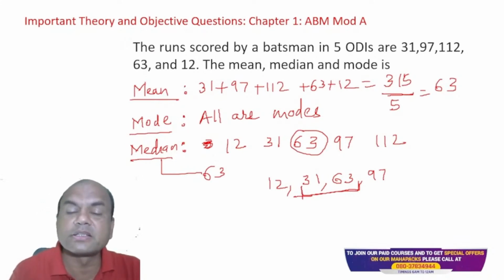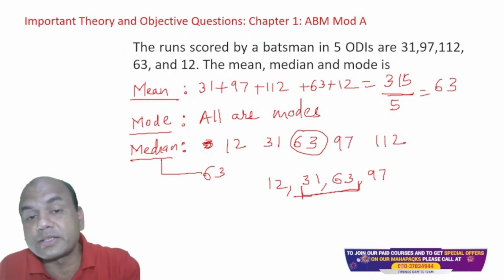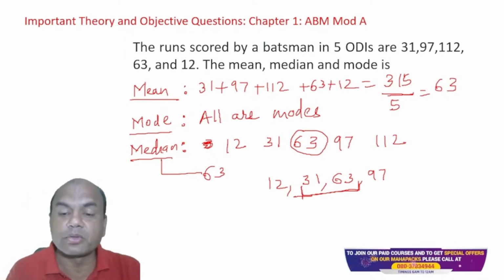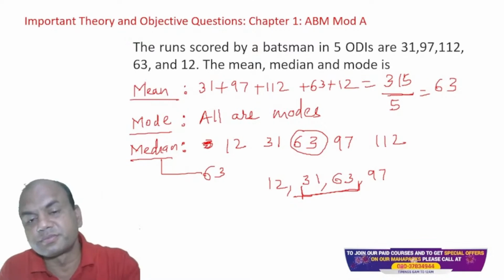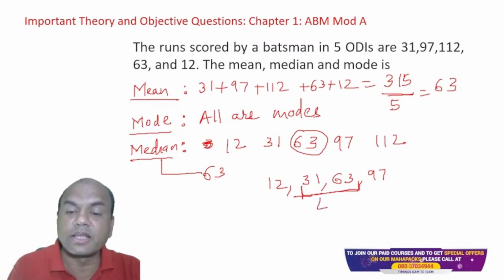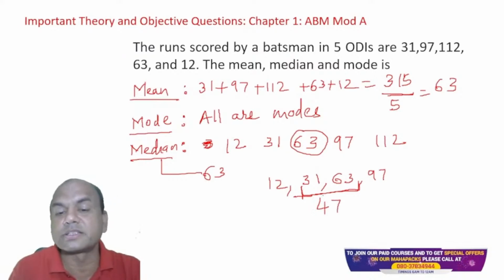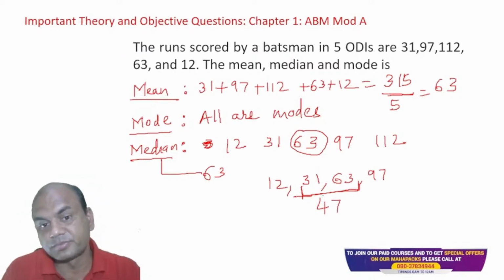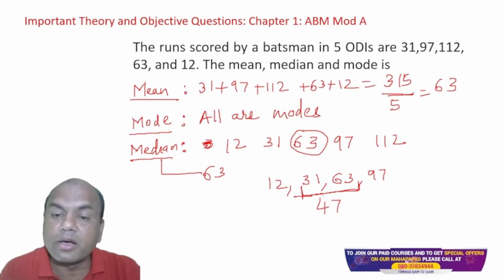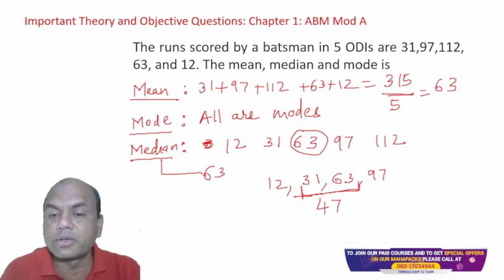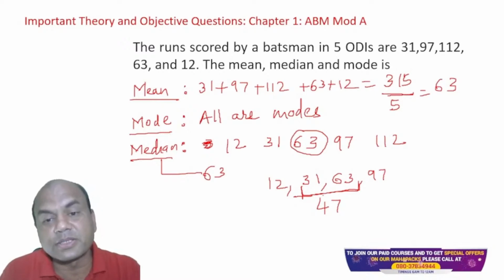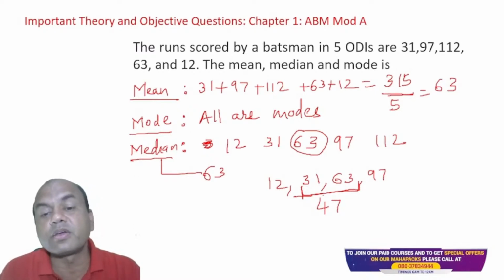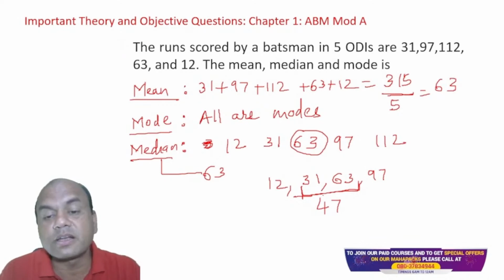So 31 plus 63 upon 2. Give me the answer, everyone. 31 plus 63, upon 2. So it is 47. So then the median would have been 47 in that case, if there were 4 numbers. Got it? If I have an odd number of numbers, then things are simple. The central number is very easy to find out. If it is an even number, then I have to find the average of the central two numbers. Okay.